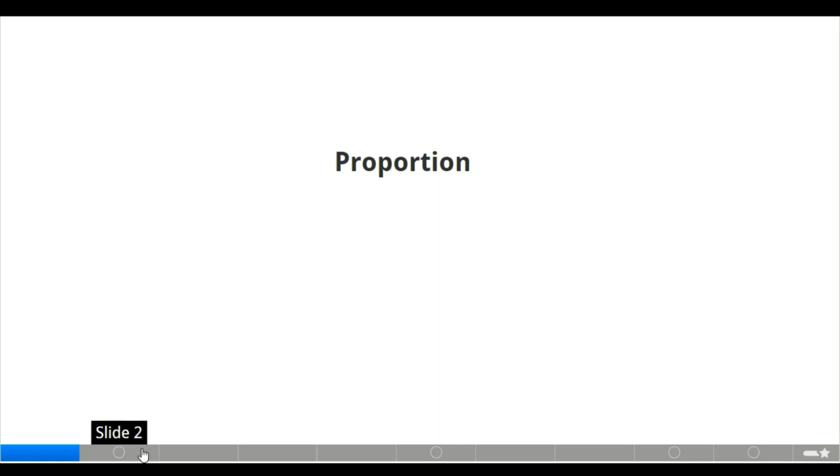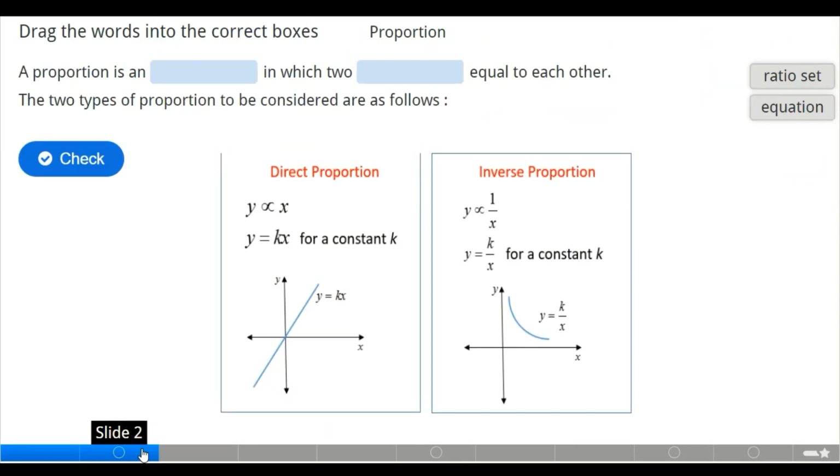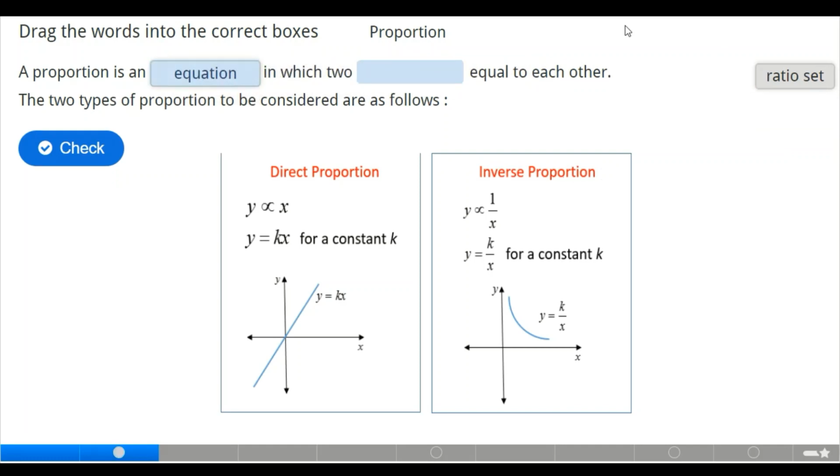Now, when you're talking about proportion, what is a proportion? It is an equation in which two equal ratios are equal to each other. So we can refer to a proportion as an equation in which two ratios are set equal to each other. And under proportion, we have two types that we're going to be looking at in this class. The first type is direct proportion, and the second is inverse proportion.